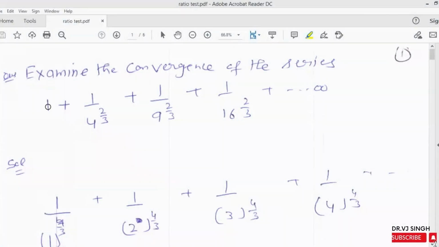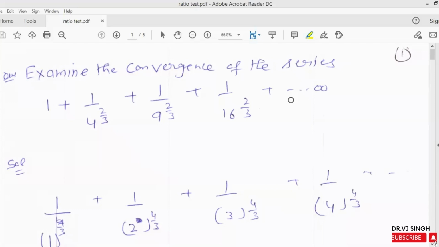Suppose this series is given like this: 1 plus (1 by 4)^(2/3) plus (1 by 9)^(2/3) plus (1 by 16)^(2/3) plus so on up to infinity. So what is the first step? The first step is just to find the nth term. If you are able to find the nth term, then this is very simple. So try to find the nth term.